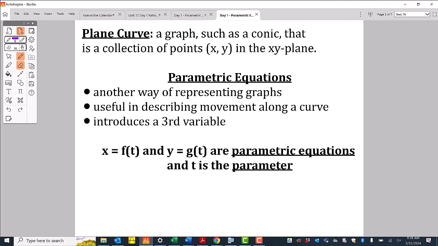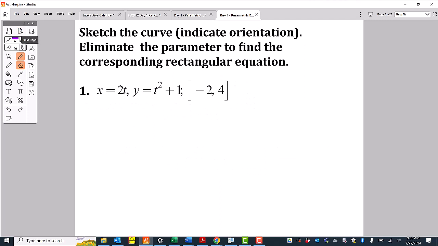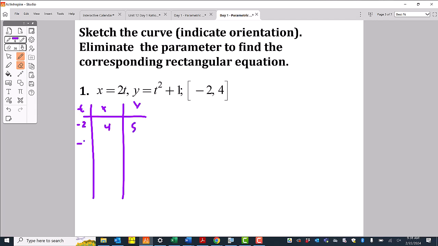And we're going to be plotting them. So the first few problems we're actually going to be plotting x and y using a table of values. So we have t, x, and y, and we'll just plug in some values. So we'll say -2, it's going to be 4 for x and 5 for y. -1, it's going to be -2 for x and then 2 for y. 0 is going to be 0 and 1. 1 is going to be 2 and 2. 2 is going to be 4 and 5.